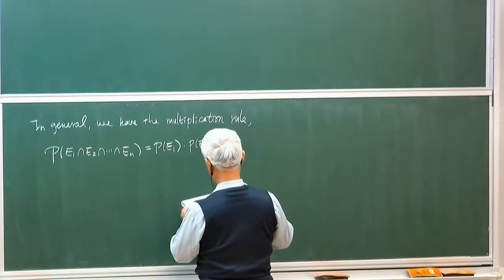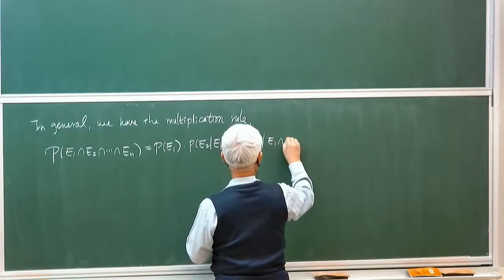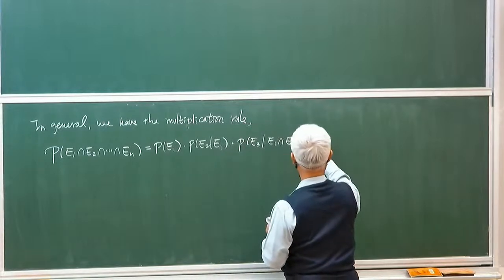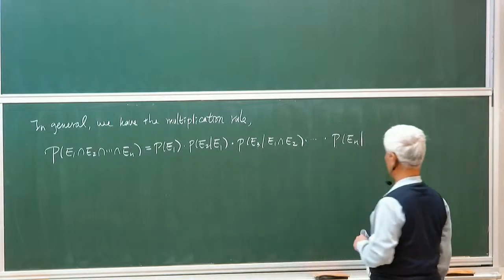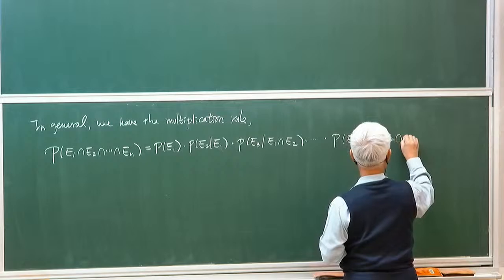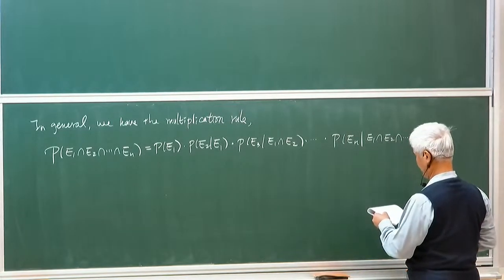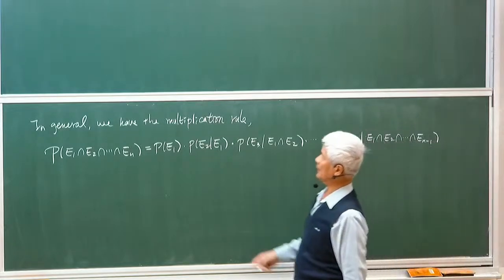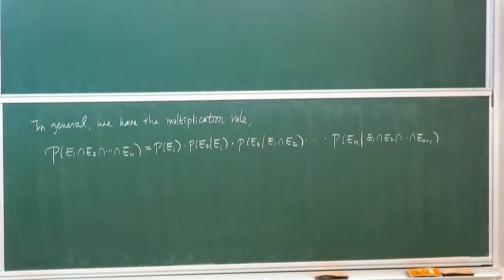times the probability of E3 given E1 and E2. And finally, the conditional probability of En given E1 and E2 up to E sub n minus 1. So this multiplication rule is an extension of the simple multiplication rule in equation 3.2.